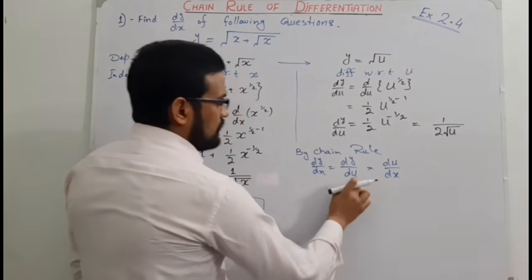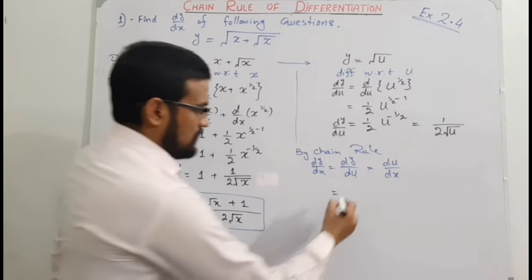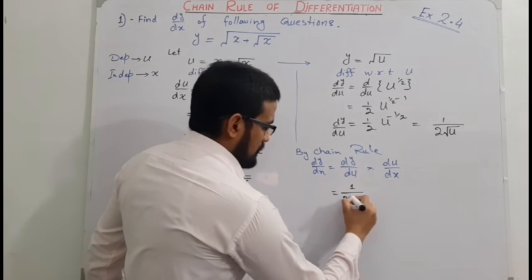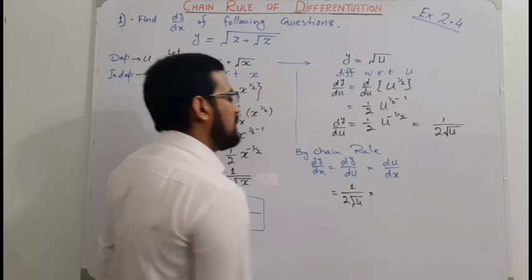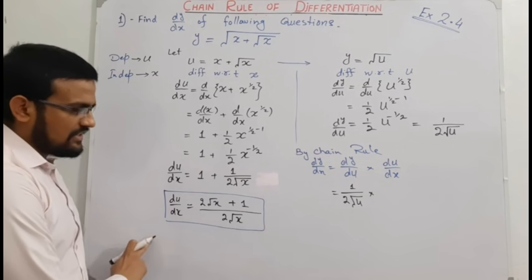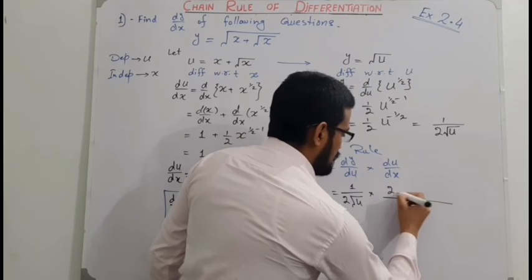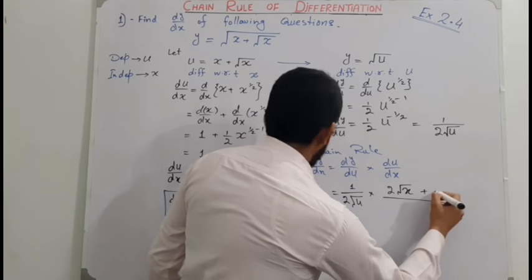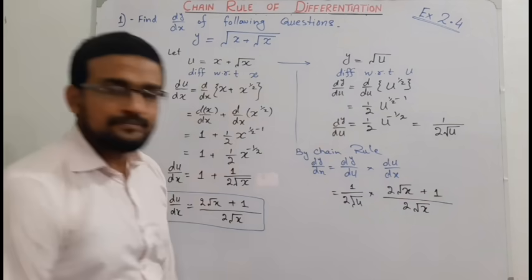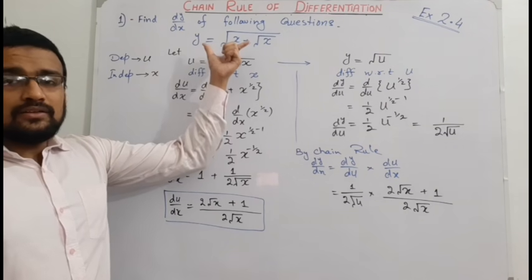So by putting the value dy over du, 1 over 2 square root u, multiply with du over dx, the value of du over dx is this. Put this in this function, 2 square root x plus 1 over 2 square root x. Okay, this is our question.